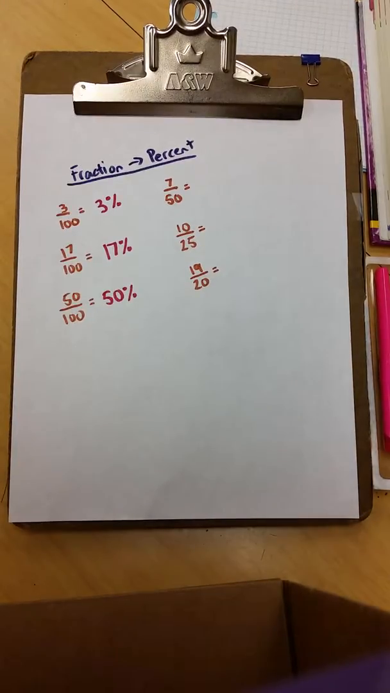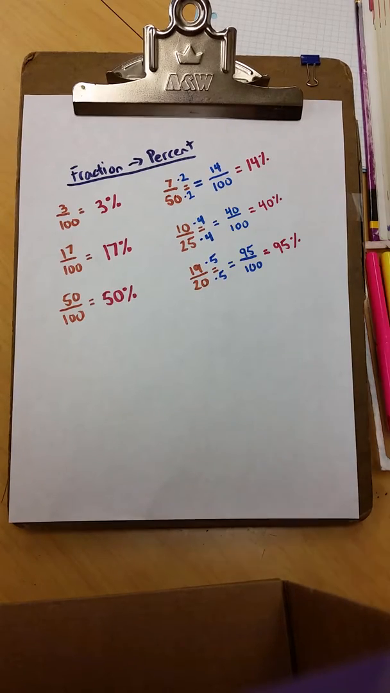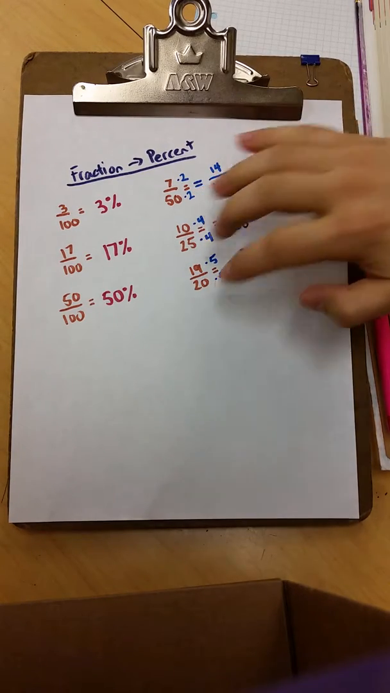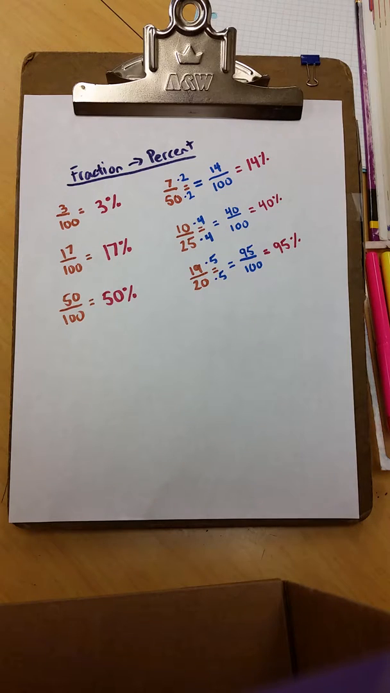If it's easy to get the denominator to be 100, we could always do that first. For instance, 50 times 2 is 100. What we do to the bottom, we must do to the top. So we can change 7/50ths into 14/100, which must be 14%. This works for the other two. 25 times 4 is 100, and 20 times 5 is 100. This trick only works on denominators that can easily be made into 100.